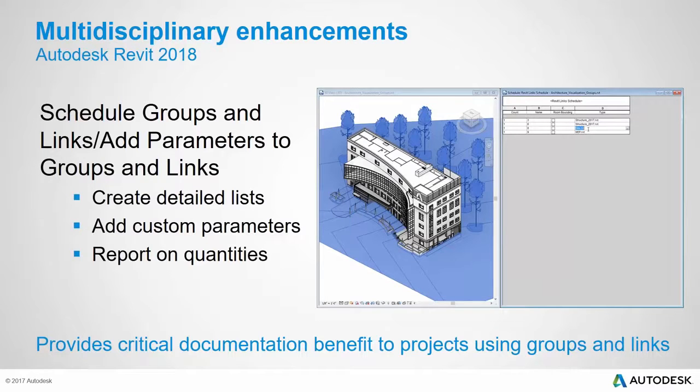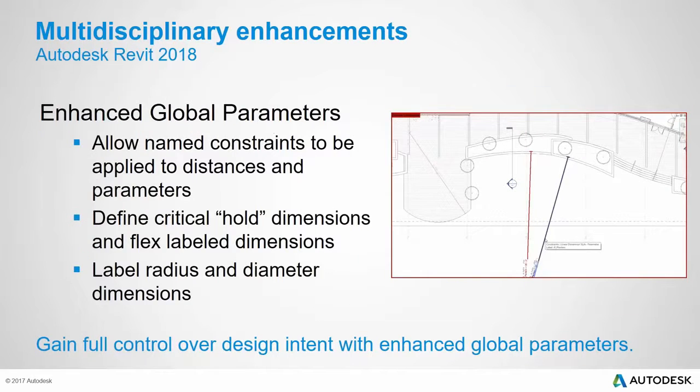So that's pretty cool. Now, over here in the global parameters, I'm not going to show this feature necessarily, but there are some new things for global parameters. Those of you leveraging these, you've been asking for radius and diameter dimensions to be controlled, some hold dimensions and some flexible labels out there. So this has all been added to global parameters. I would encourage you to take a look at that.